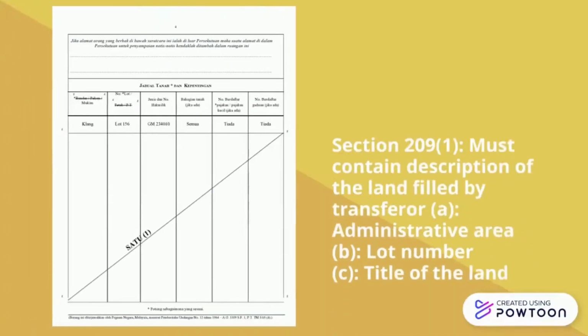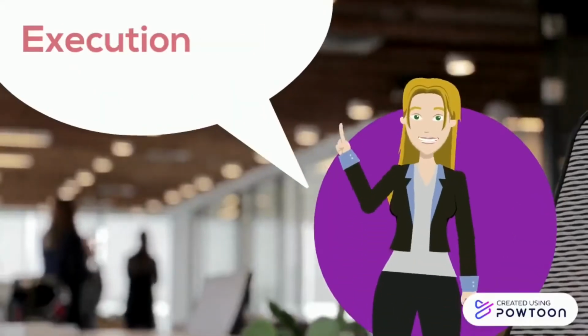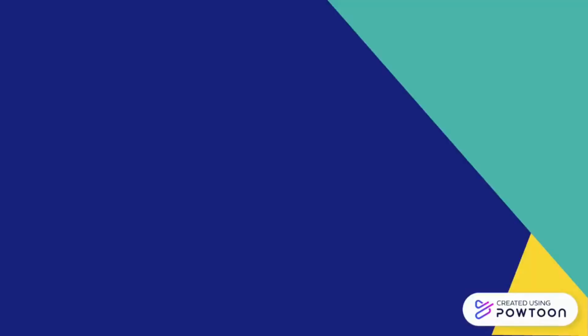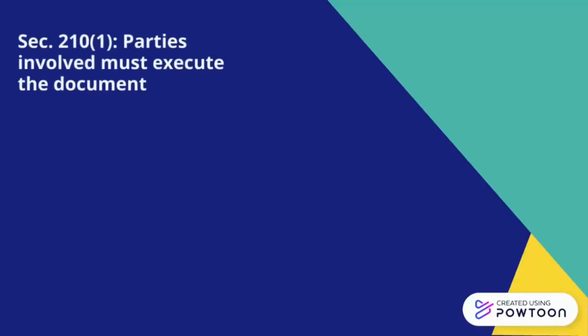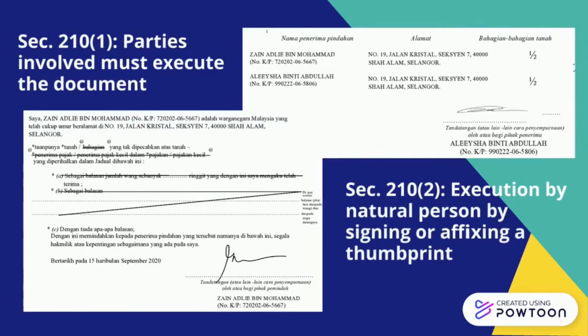Section 209(1) requires the description of land Lot 156 to be stated in the form. Here we can see the administrative area of land is Mukim Klang, lot number 156, and the title of the land is Grant Mukim 234010. The second procedure is the execution and attestation of Form 14A. Based on Section 210, Zain and Alicia must execute Form 14A by putting down their signatures as shown.